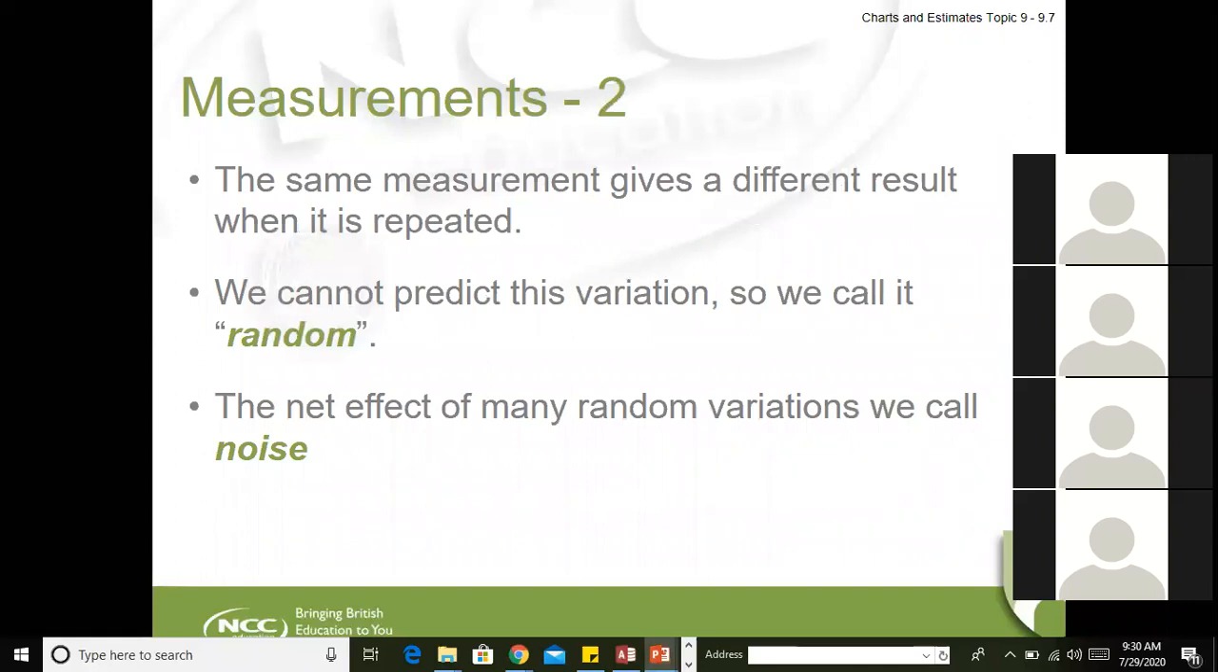Then the same measurement gives a different result when it is repeated. We cannot predict this variation, so we call it random. The net effect of many random variations, we call noise.